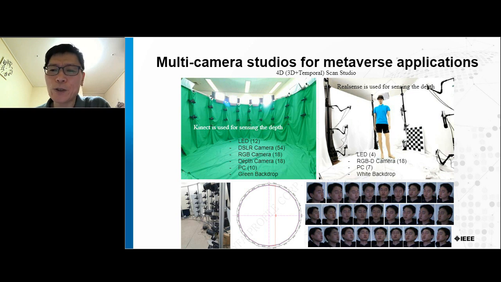In order to capture a realistic avatar, we built this type of studio. Google, Microsoft, and Facebook have also built this type of multi-camera studio. So we are going to compete with them on how realistic an avatar can be generated based on this technology.